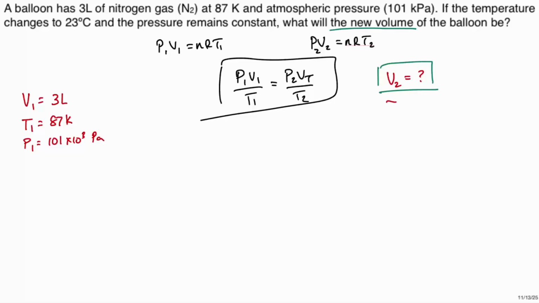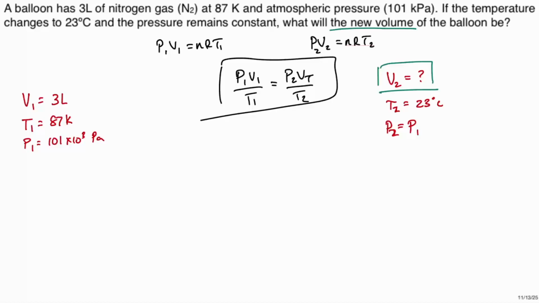Okay. Do I know the temperature? Sorry, T2. It's 23 Celsius. Oh, Mr. Balogh's being mean again. Okay. What's the pressure? Constant. It's constant, right? So it's the same as what we had. So nothing's changing there.